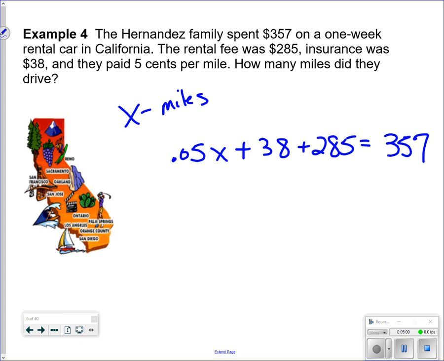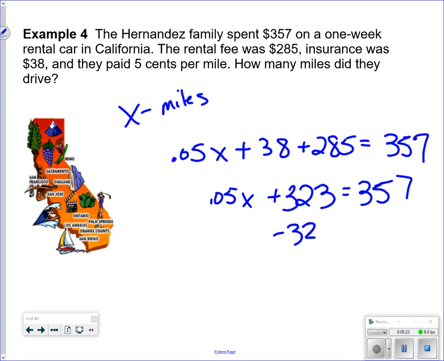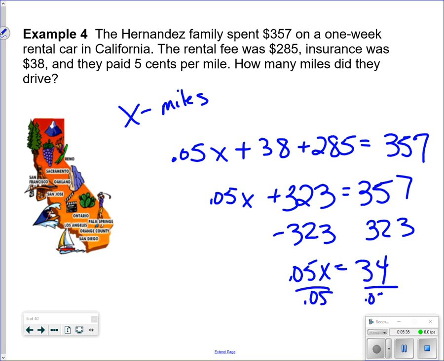So again, establish your variable. What are you trying to solve for? Write an equation, and now actually solve that equation. So add like terms. Anytime you have two items on the same side of the equation that are alike, you can add them together. So 38 plus 285 is 323. Subtract 323 from both sides and get 34. Divide by 0.05 and you get 680 miles.